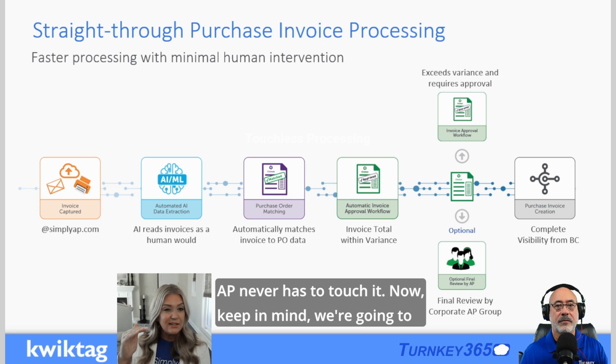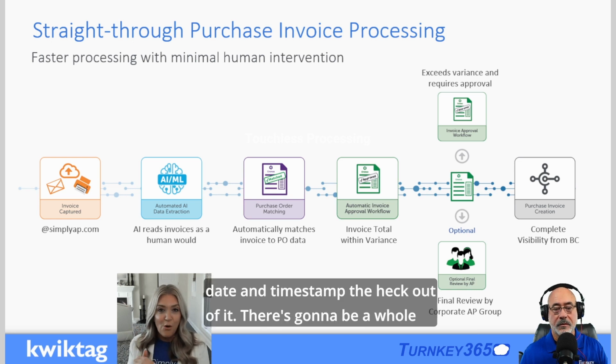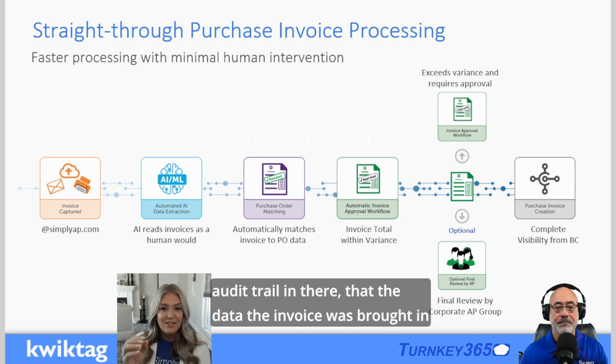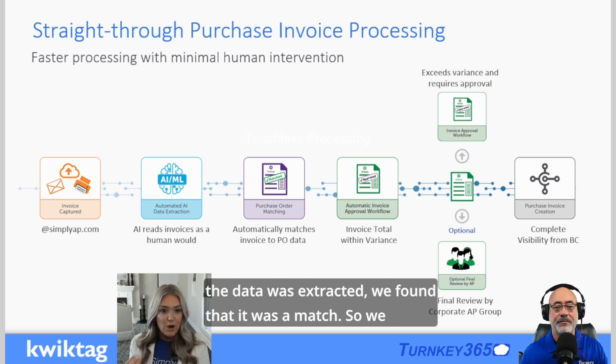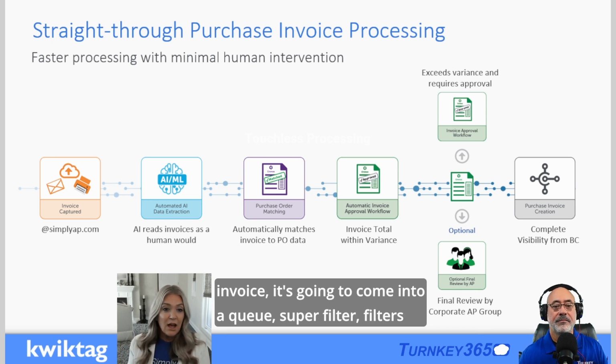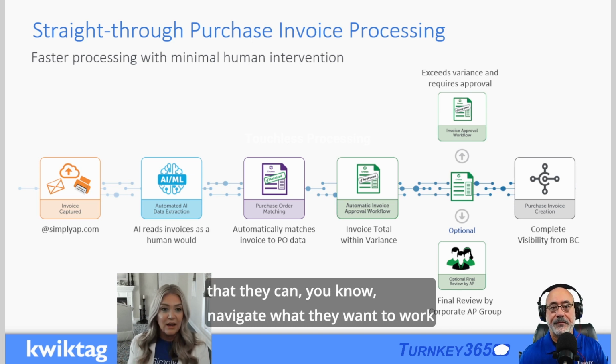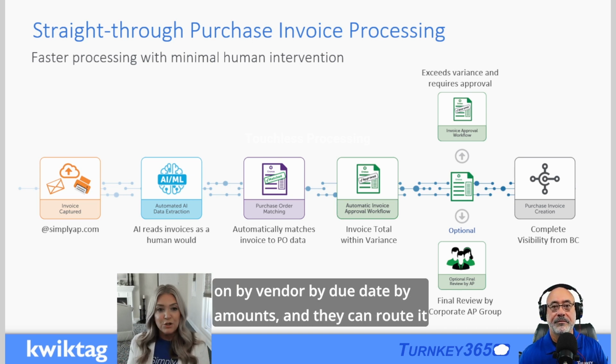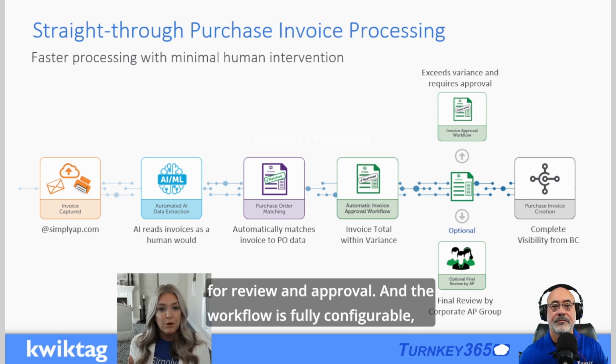Now, keep in mind, we're going to date and timestamp the heck out of it. There's going to be a whole audit trail in there that the invoice was brought in, the data was extracted, we found that it was a match, so we integrated it to BC. If it's not a match, right? Or it's a non-PO invoice, it's going to come into a queue, with super filters that they can navigate what they want to work on by vendor, by due date, by amount, and they can route it for review and approval.